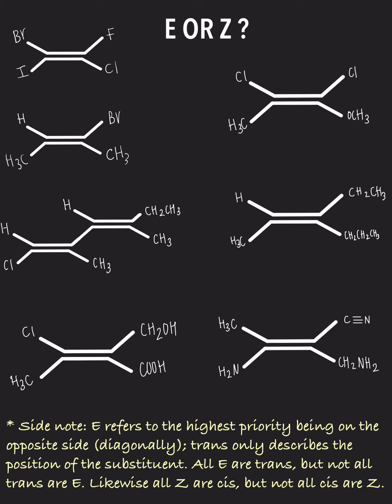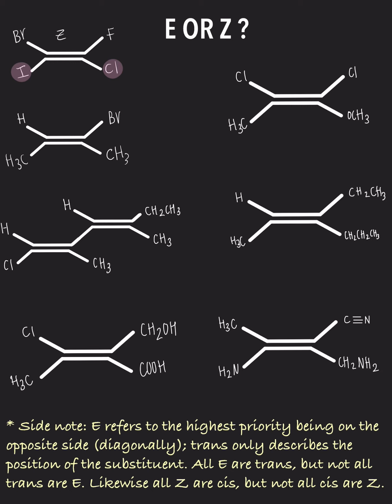What is the highest priority? And that's my focus of this video, of how you're going to determine what is your higher priority. So let's get into it. If you go to the periodic table and you look at bromine and iodine, bromine is 35 for the atomic number. Iodine is 53. So iodine is going to be your higher priority. If you look at fluorine and chlorine, fluorine is 9 and chlorine is 17. So chlorine is going to be your higher priority. Since these high priorities are on the same side, it is classified as Z.